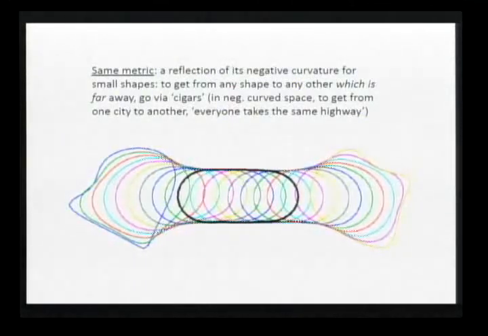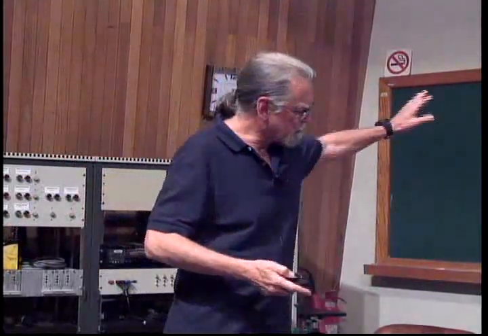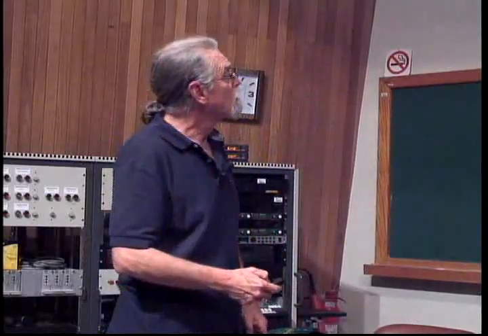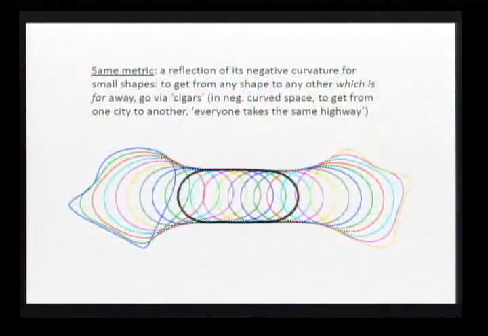And you can prove that. It's because in negatively curved space, if you have a whole set of things over in one part of the space and a whole set of things over here, and you look at the geodesics, they all essentially form the same path in the middle. The geodesics in a negatively curved space all come together in the middle if you're going from a set of points here to a set of points here. Well, that's what's happening here. Everyone takes the same highway is the rallying cry for negative curvature. And this is the highway. It's moving this little cigar. Anyway, that was kind of fun.